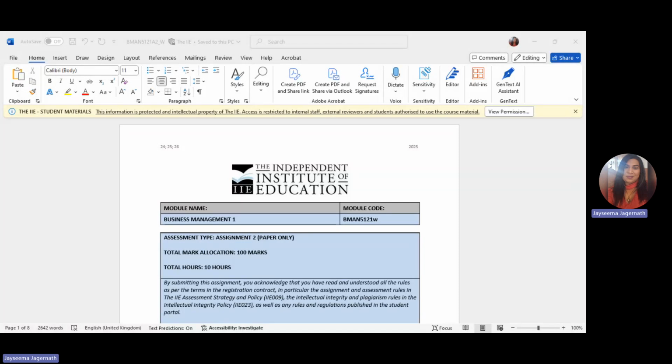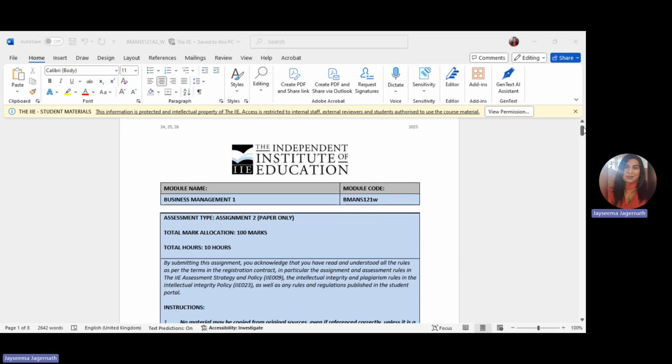Good morning, everybody. Today we're going to go over assignment 2. So similarly to what you did with assignment 1, you're going to use the same type of format, the same type of referencing. Please make sure that you in-text reference and provide a full reference page.